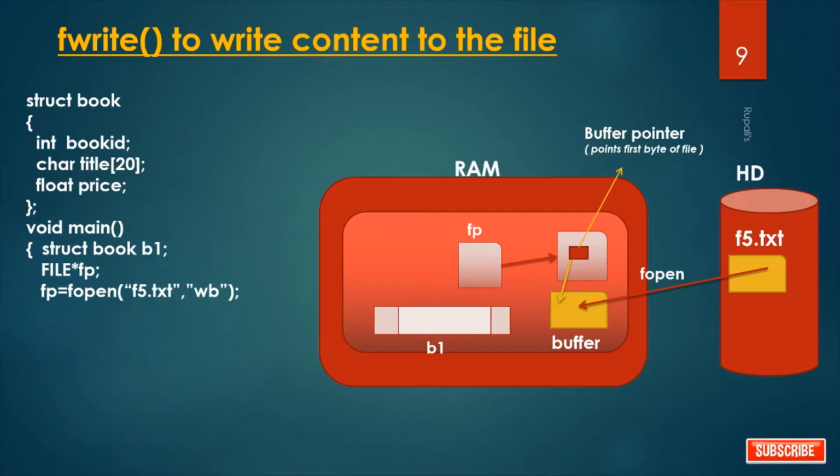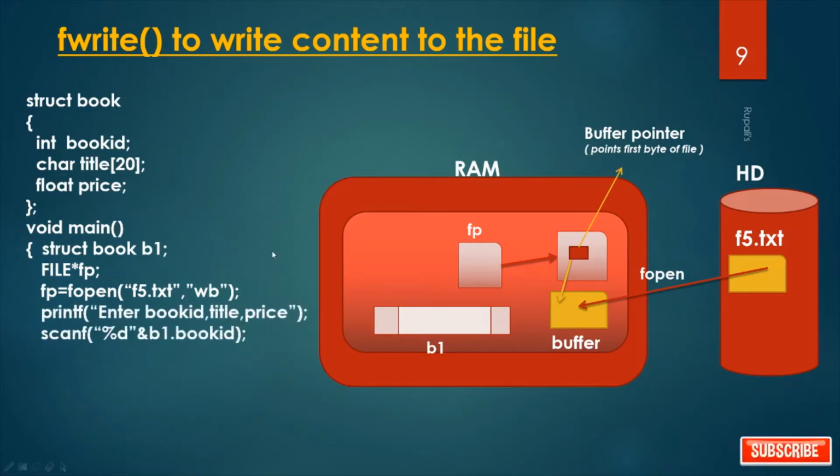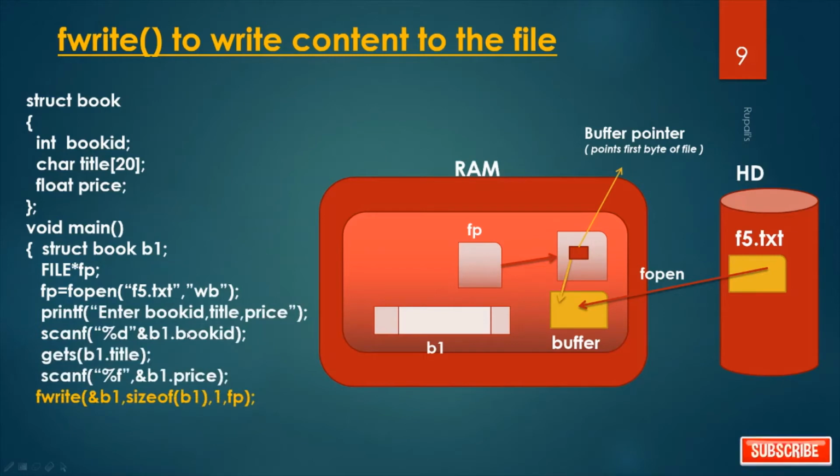The file f5.txt has now been opened in binary mode using wb. The information obtained about the book from the keyboard is placed in the structure B1. See here, we take the values, title, then price, and so on, and these are stored in the variable B1.